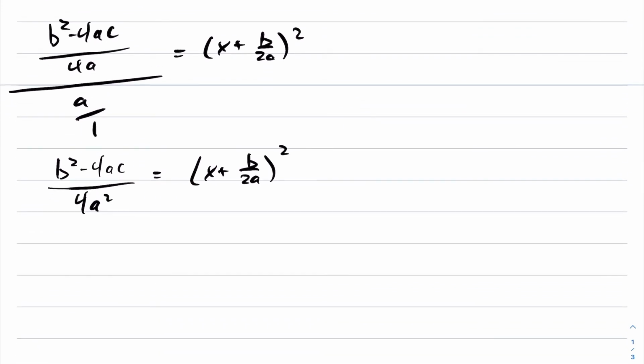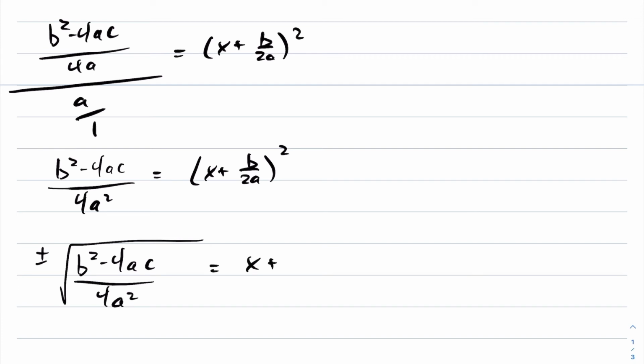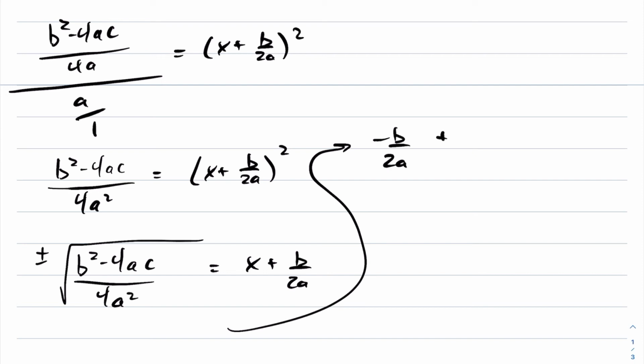Okay, so now I want to go ahead and take the square root of both sides of the equation. When you take the square root, you have the option of positive and negative both working here. All right, and now I want to go ahead and solve for x. So I'm going to subtract b over 2a on both sides. Then I want to get x by itself, remember.